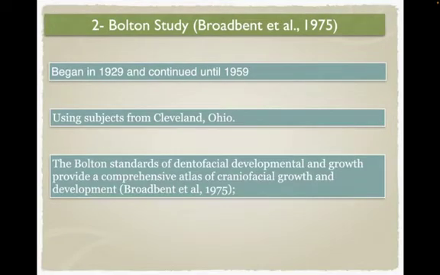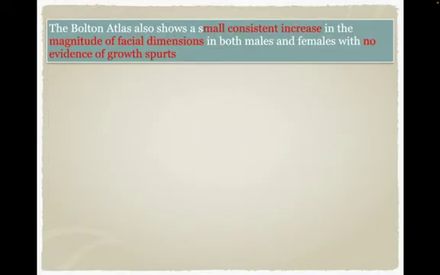The second study is the Bolton study, done from 1929 until 1959, which is basically 30 years, in Cleveland, Ohio. After that, they published it as an atlas called the Bolton Standard of Dentofacial Development and Growth, which was published by Broadbent in 1975. They looked at the data and they published it.